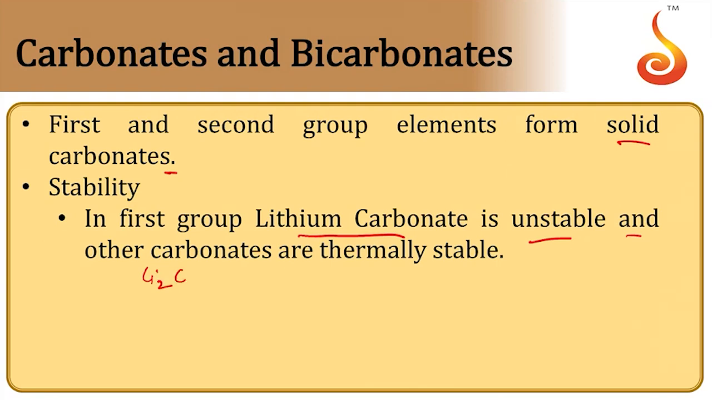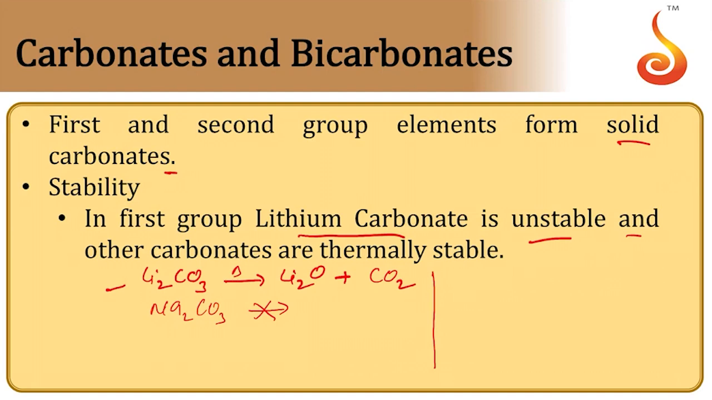That's to say, when you take lithium carbonate, Li2CO3, it dissociates very easily to give Li2O and then CO2. But when you take Na2CO3, this thermally will not dissociate. Means thermally stable compound we have. So only lithium carbonate is unstable in first group elements. Rest of them are thermally stable compounds.